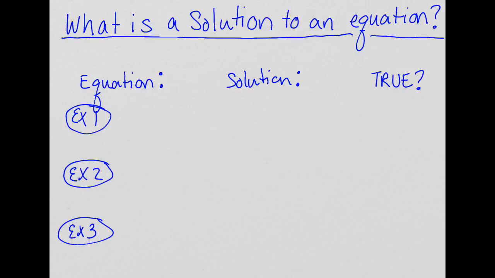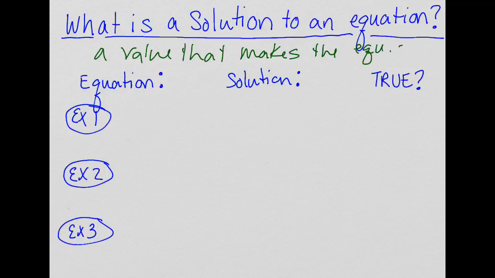So a solution to an equation is a value that makes the equation true. Okay, so for example, I'm going to have 3 examples. Our first one, x plus 2 equals 5, is an equation because of the equal sign. And we need to find the value or values that would make this equation true.